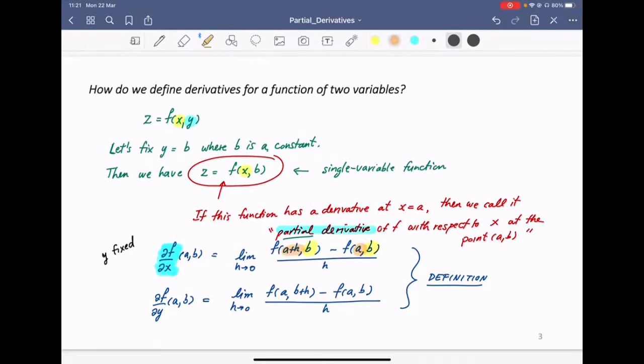What does it mean by the definition of derivative? If you are talking about the partial derivative with respect to y, that means x is fixed, right? When you look at the definition, you fix the x value, which is a, and what you move is just from b to b plus h. This is the definition of partial derivative.